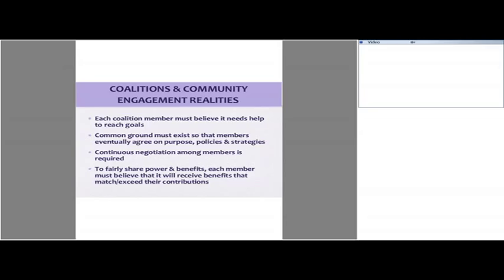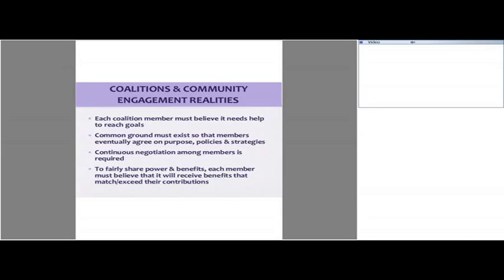So some of the realities we know about engaging the community and working in coalition is that each member must believe that it needs help to reach their goals. So a sense that each organization understands it's part of a greater whole. Secondly, there has to be common ground so that people at least agree on some of the basic purposes and strategies that they might engage in this work. We know, thirdly, that continuous negotiation has to happen. It doesn't happen just once. There's constantly a need to check back, to feedback, to make sure we're on the right track.